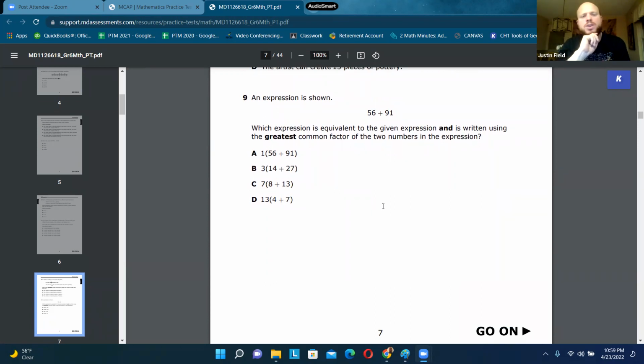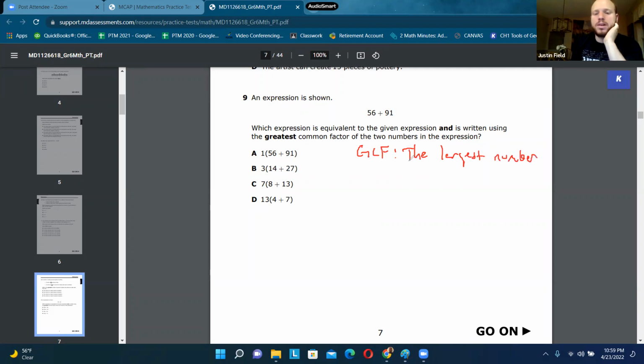An expression is shown, 56 plus 91. All right, which expression is equivalent to the given expression and is written using the greatest common factor of the two numbers in the expression? All right, so the greatest common factor is the GCF. There are a lot of ways to think about it, but I think about it like this: the largest number you can divide by.